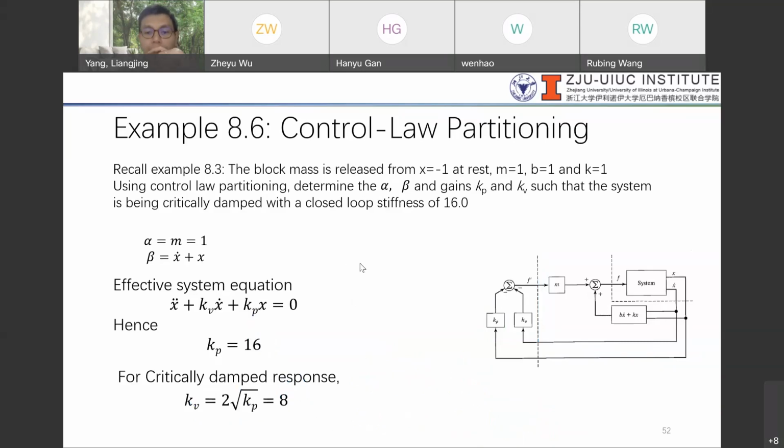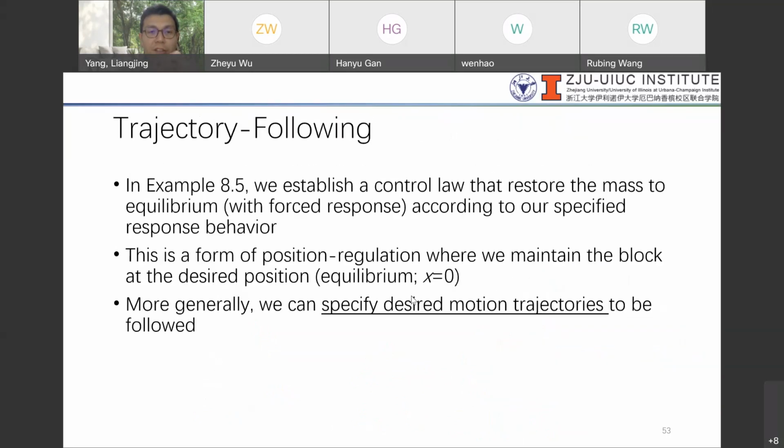Okay. So now you have this control partitioning law. All right, so I'm going to end this quite soon, just to relate it to two very important applications.